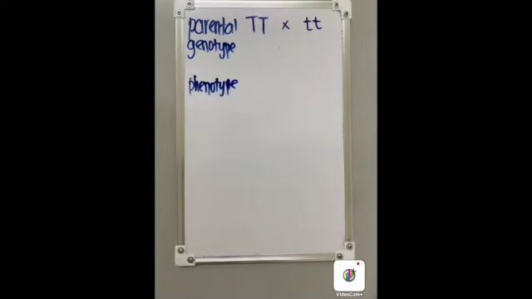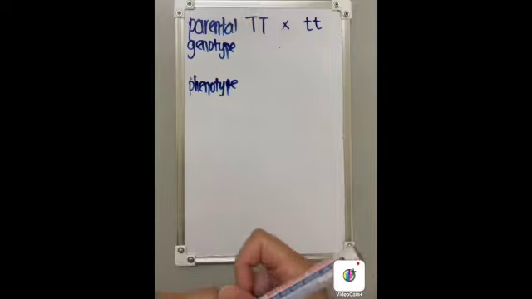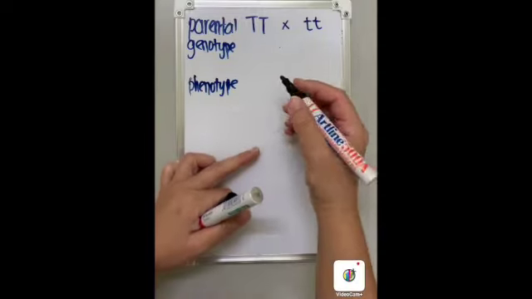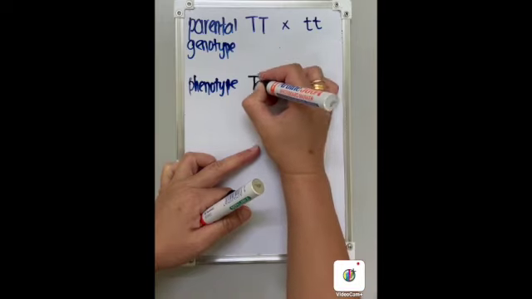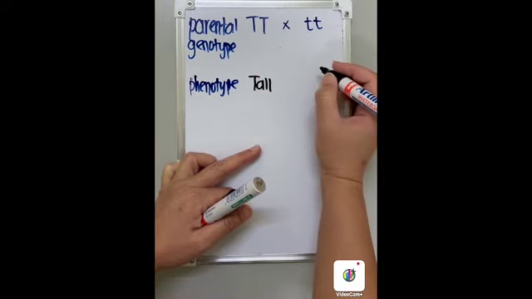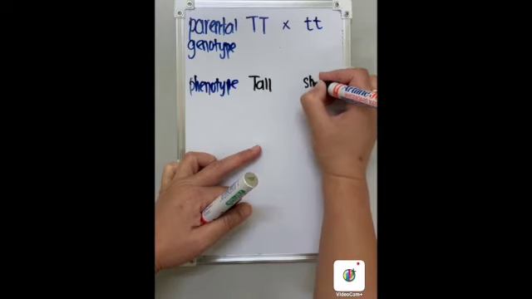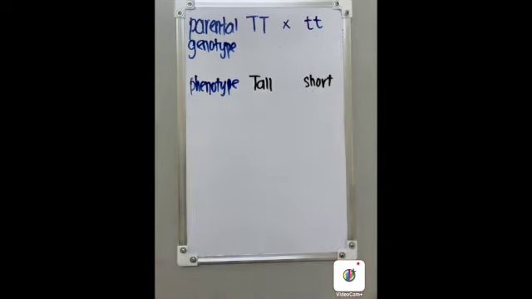the organism. So when we see both big T and big T, as long as there is a dominant allele, this one means tall. As long as both alleles are recessive, this one means short. Okay, this is the phenotype of the parent.